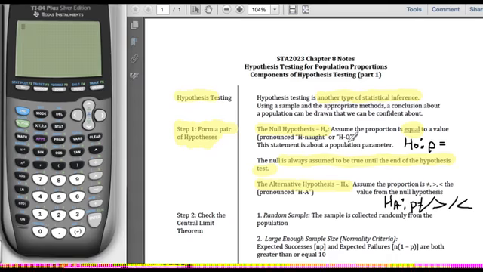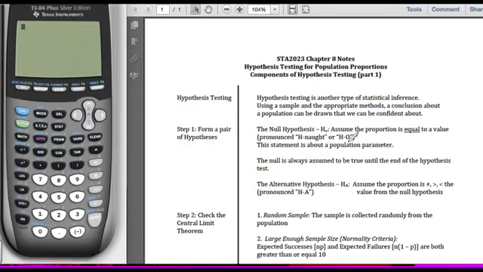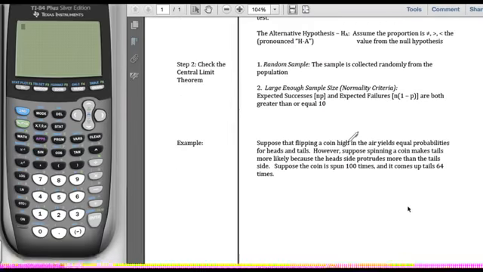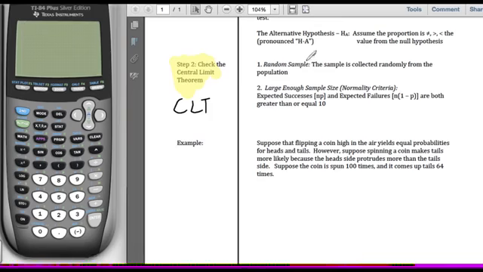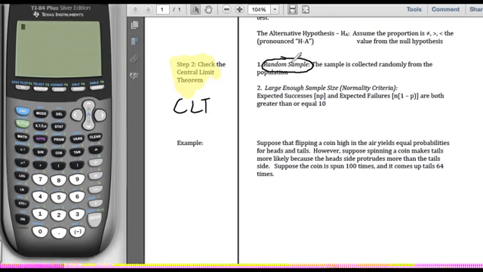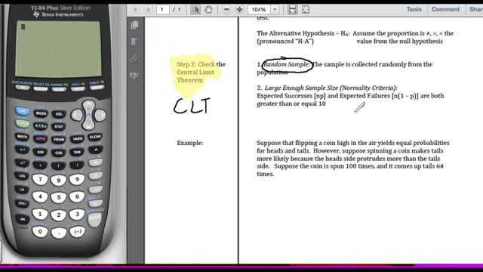After you have your hypotheses, then step 2 is to check the central limit theorem. And we saw this back in Chapter 7. The central limit theorem, the CLT, allows us to use the properties of the normal curve, that bell-shaped unimodal distribution. Just like before, we need to make sure it is a random sample and not a convenient sample or a voluntary response sample, but random. And we need a large enough sample size. Our expected successes, n times p, and our expected failures, n times 1 minus p, are both greater than or equal to 10. That's still the magic number.